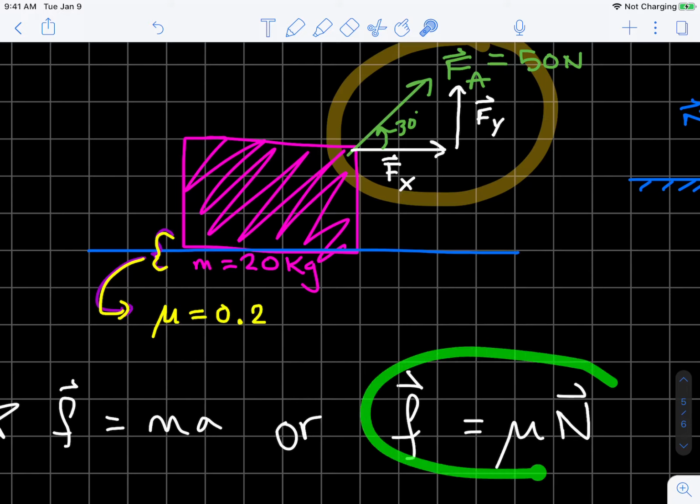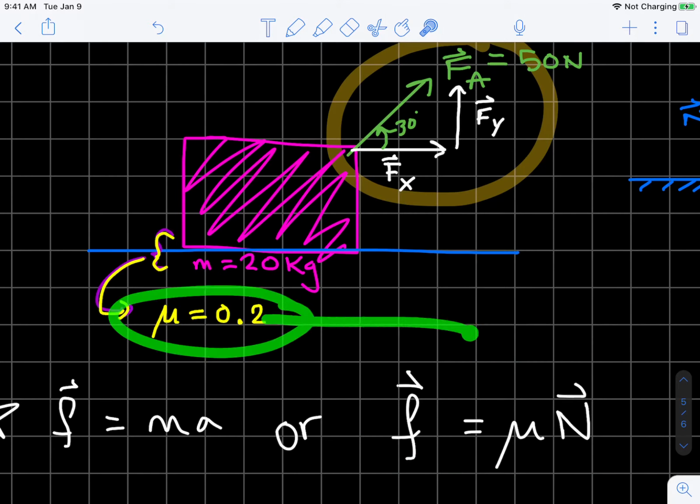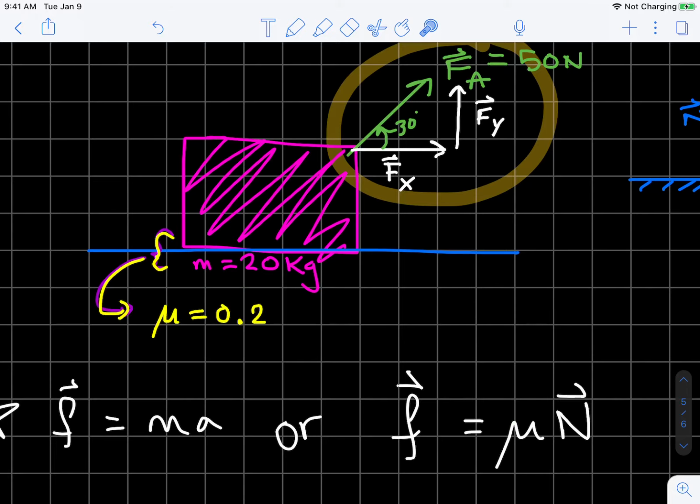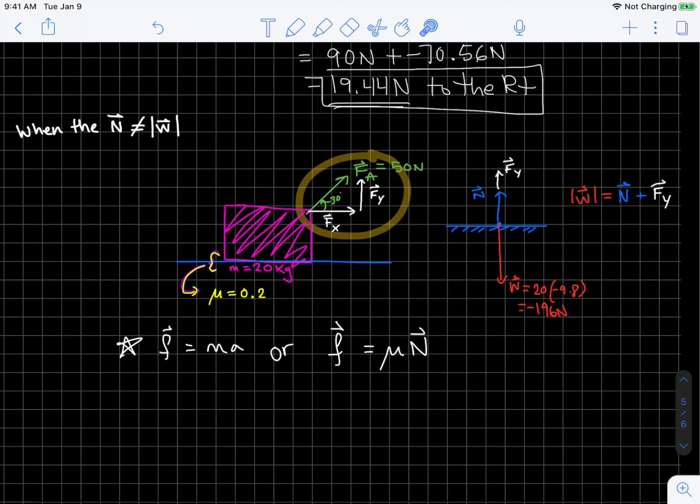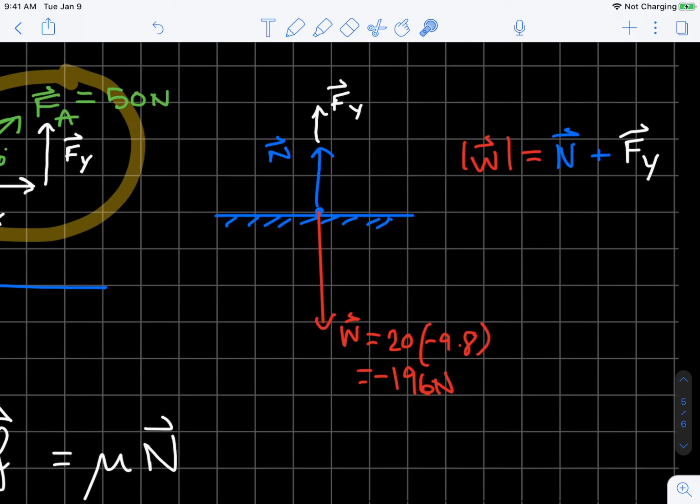So we're going to use friction equals mu times normal. We have the mu. It's right there. So we'll plug the 0.2 in, but the trick is to find the normal, and that's what we're going to be working on right now. Okay. So we have the magnitude of the weight. Weight is always easy to find. You can calculate it anytime you have a mass. It is equal to the normal plus this up direction, this Fy, this component in the y direction.